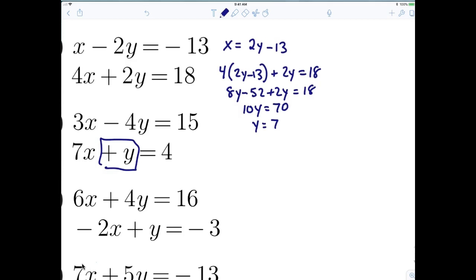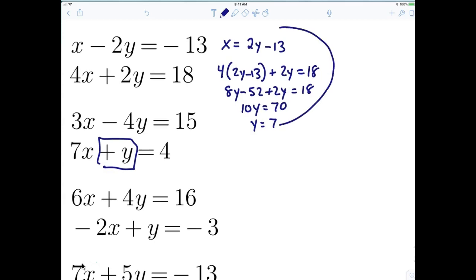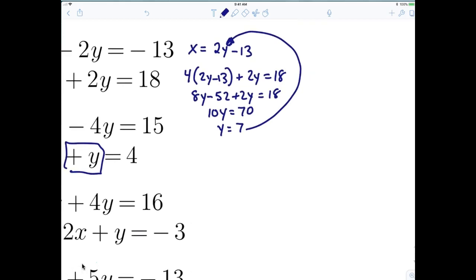Now I'm going to plug y equals 7 back into this problem right here because that's just the easiest. So x is equal to what? You should be able to just say x equals 1 plus 2 times 7 minus 13, which is 1. So my answer would be what? 1, comma 7. Alphabetical order, x before y.